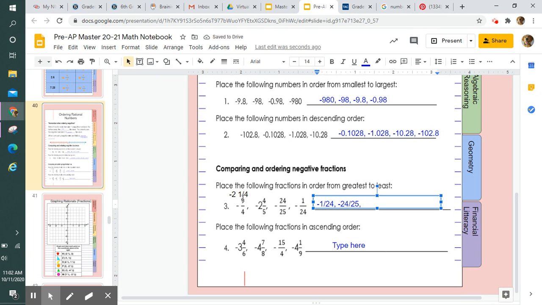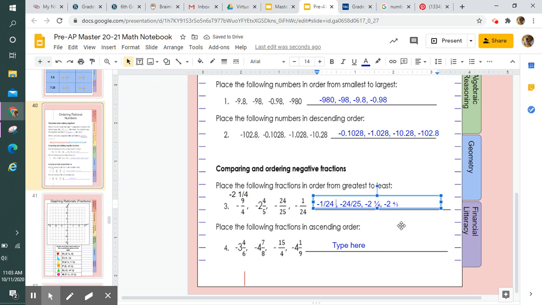Okay, now we can worry about these two mixed numbers. They both have a negative 2 in front, so we're going to do the same thing. I know 1/4 is equal to 0.25, and I know 2/5 is equal to 0.8. That means 0.25 would be closer to 0. So we're going to say negative 2 and 1/4, and then we're going to say negative 2 and 4/5. And that is our numbers in order.